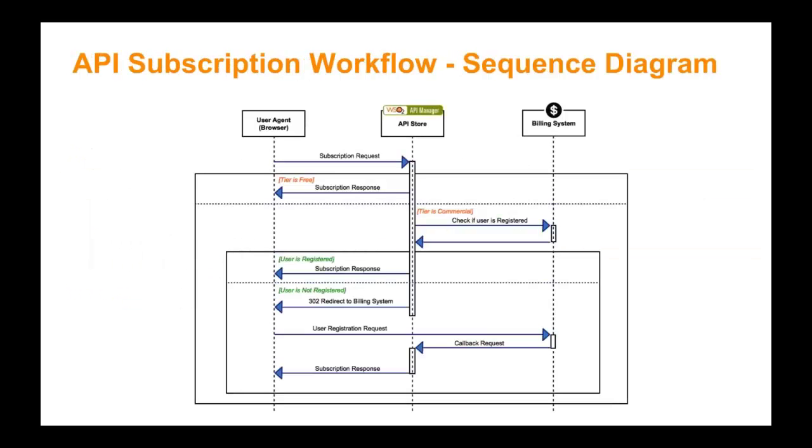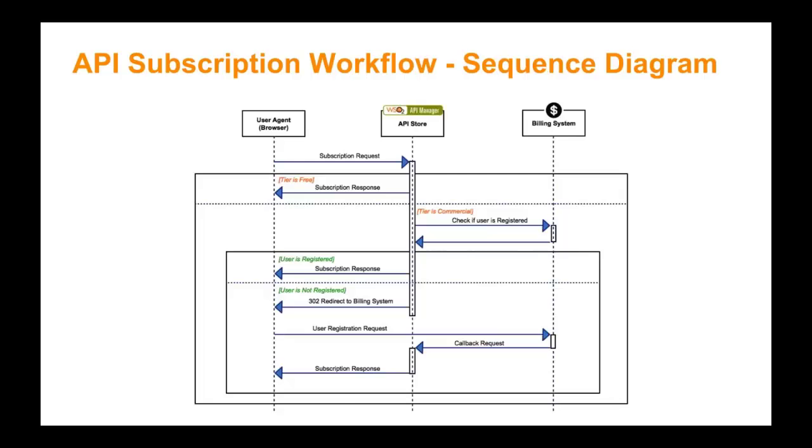Again, this sequence diagram explains what I just walked you through, so I won't go through it again. It basically has the flow that we talked about, doing a subscription request and checking whether the tier is free, and so on. So this can be used later for further reference.